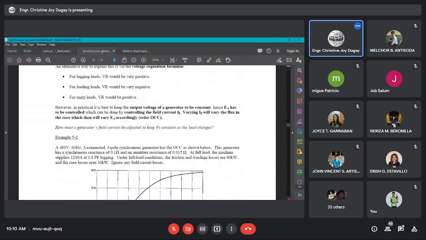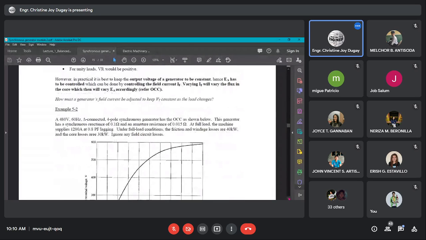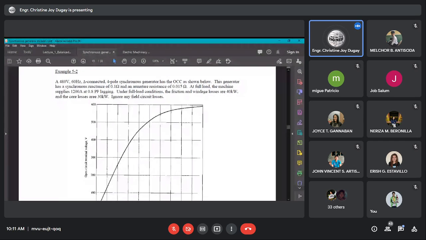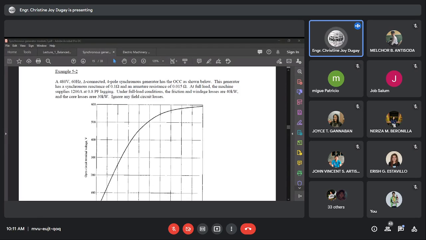Then, another example. We have a 480 volt, 60 hertz, delta-connected synchronous generator with an OCC as shown below. The generator has a synchronous reactance of 0.1 and an armature resistance of 0.015. At full load, the machine supplies 1,200 ampere at 0.8 power factor lagging.